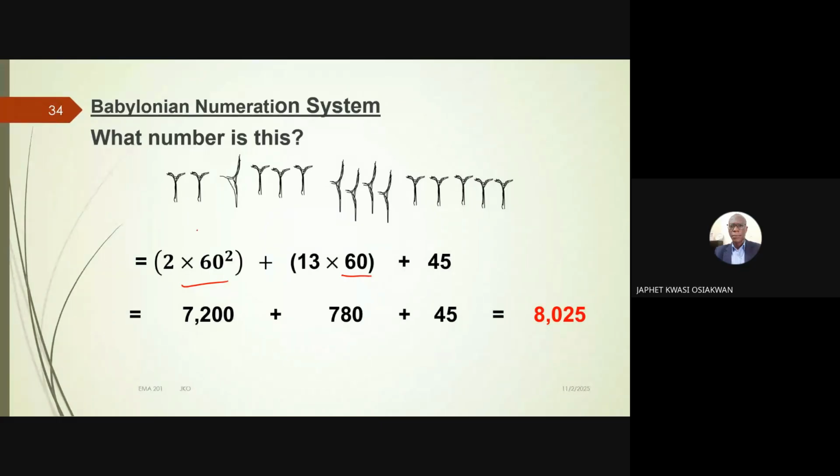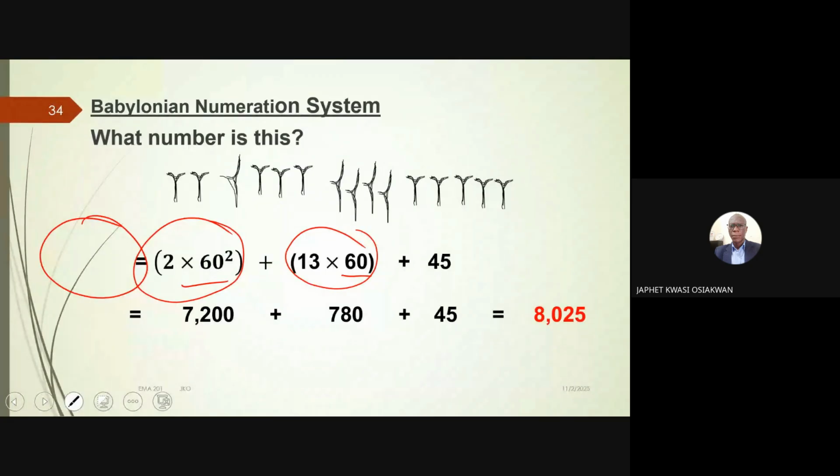Why is it that this one is not 2 times 60? Let's go and find out. Why is it that we didn't do 2 times 60? We are saying we are based on base 60. So the first one is 60. This one is 60 squared. So why will you multiply that one by 60? Okay, so that's no question. Find out what to do. Any other question?